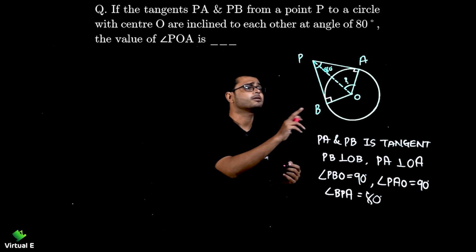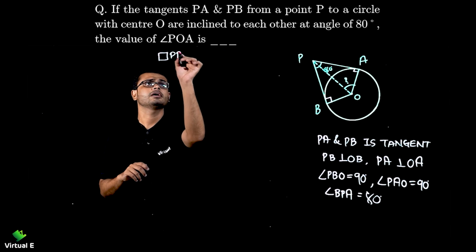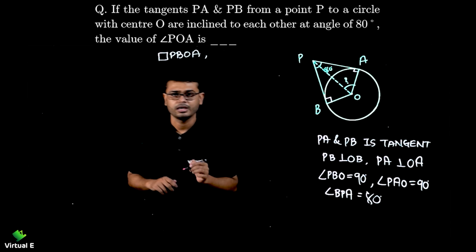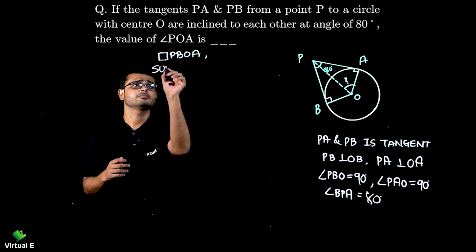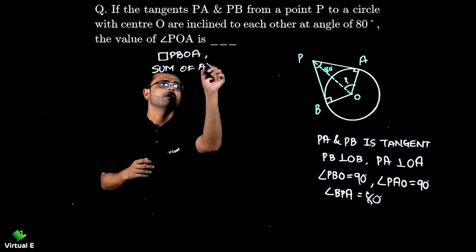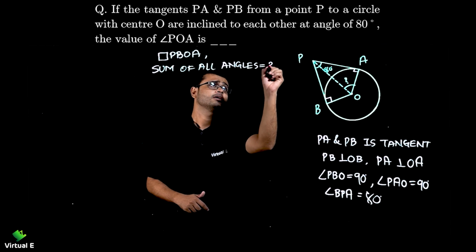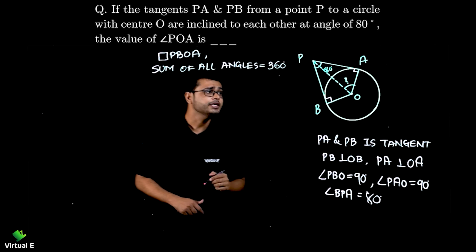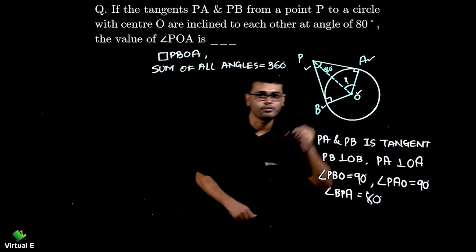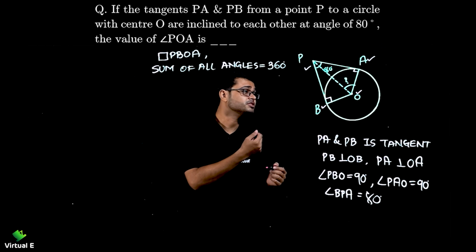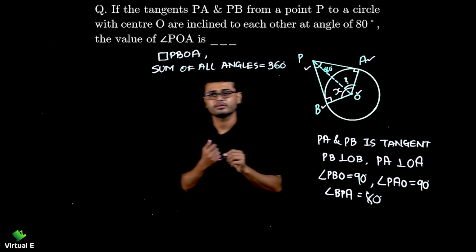So let's take quadrilateral PBOA. Quadrilateral PBOA, right? The sum of all angles is equal to what? 360 degrees, right? So we are going to add these four angles, 1, 2, 3 and 4. If you want to add directly, that is also possible. Let's assume this whole angle as X. It will help to calculate, right?